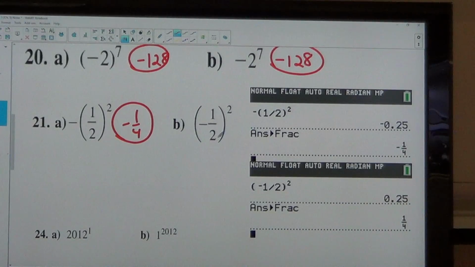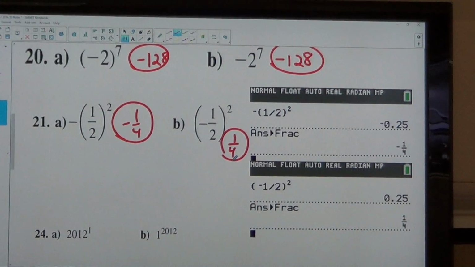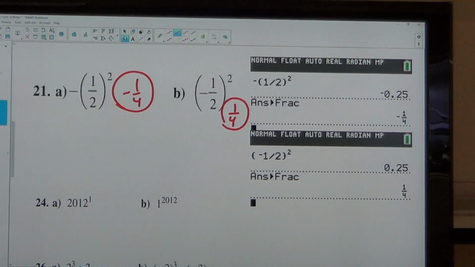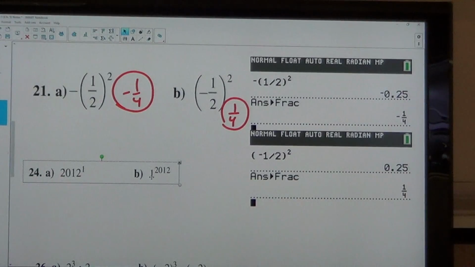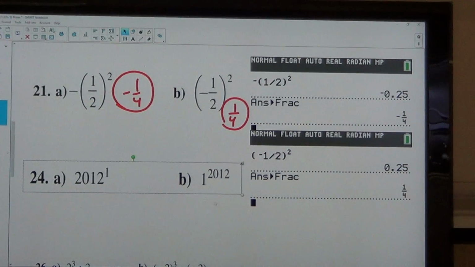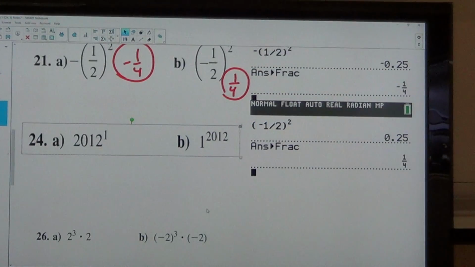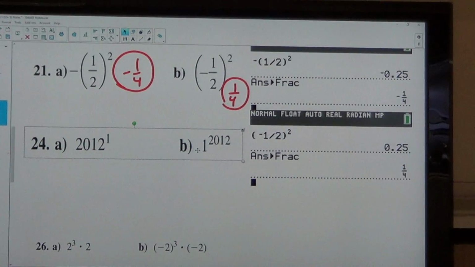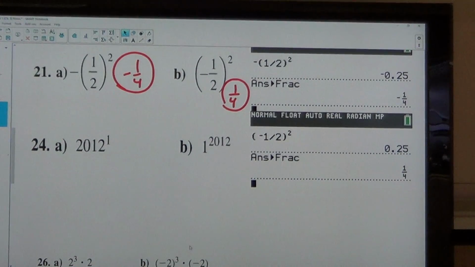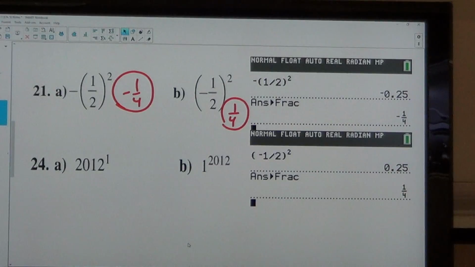And the answer to 21 part B is +1/4. Did you figure out what you're doing wrong? Let me know if you're not getting these answers. But these are mainly plug and chug, making sure you know how to plug it into the calculator.